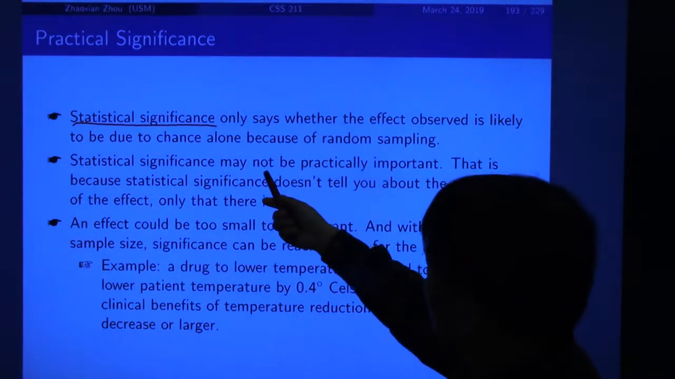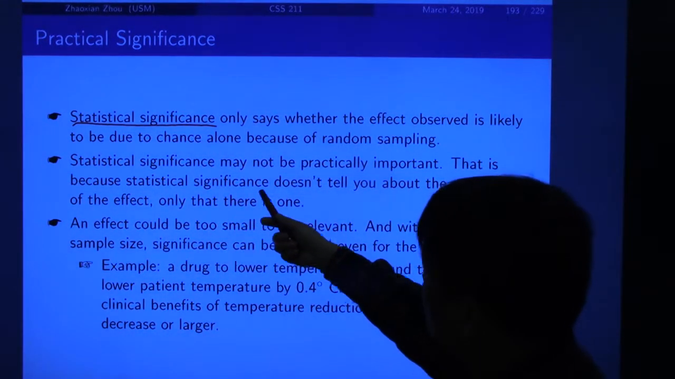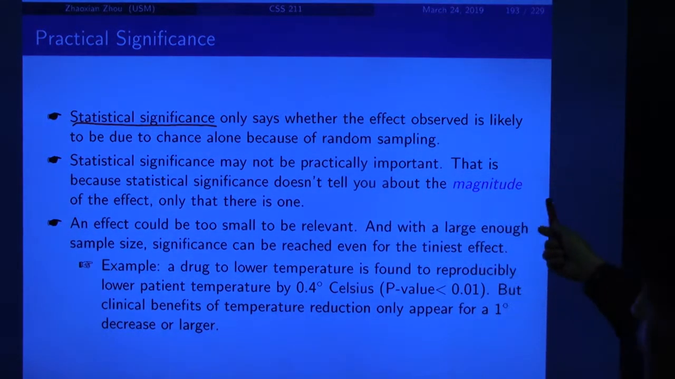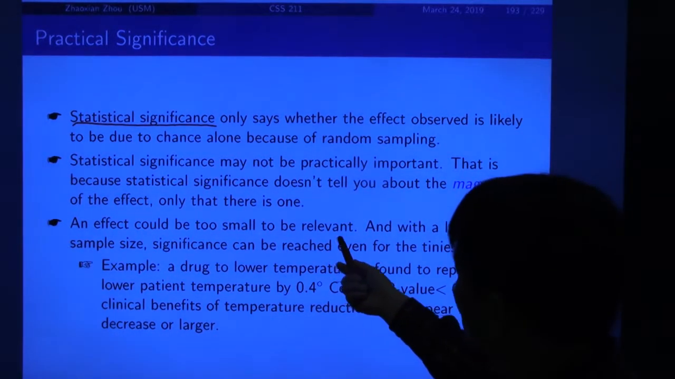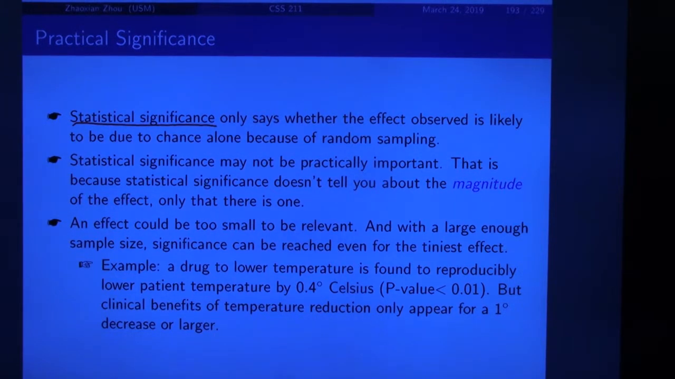Statistical significance may not be practically important. That is because statistical significance does not tell you about the magnitude of the effect, only that there is one. An effect could be too small to be relevant, and with a large enough sample size, significance can be reached even for the tiniest effect.